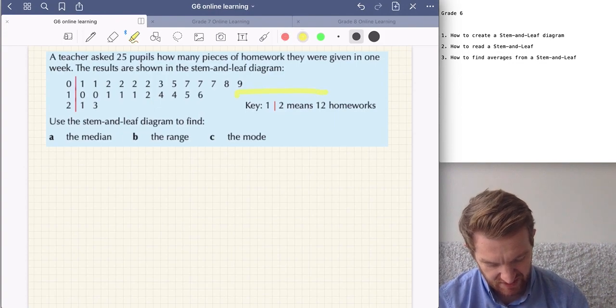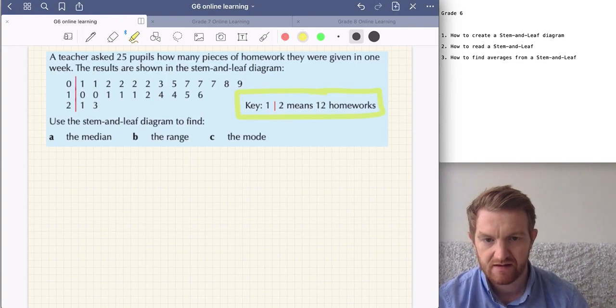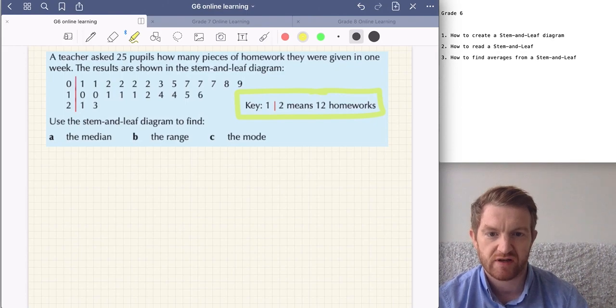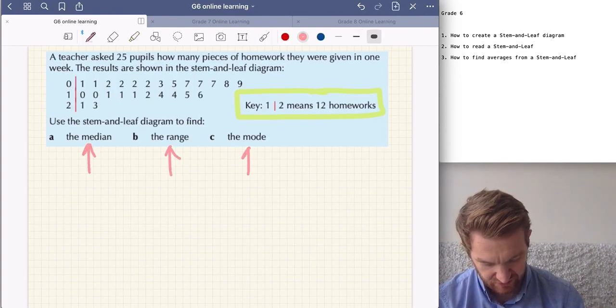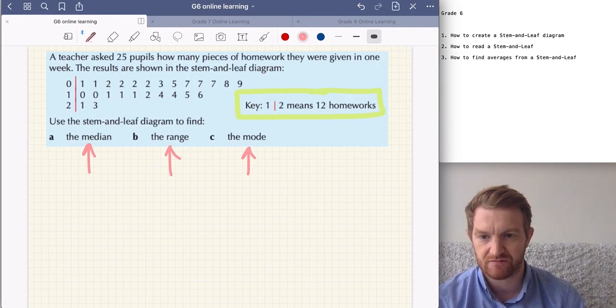Interesting thing here is they've written a key. It is normally good practice to put a key in, but sometimes you'll see them with, sometimes you'll see them without. And it's asked for 3 types of averages: the median, 2 averages, the median, the mode, and also the range.